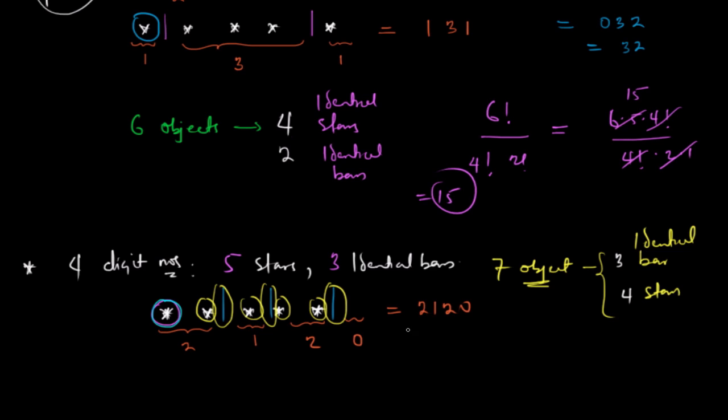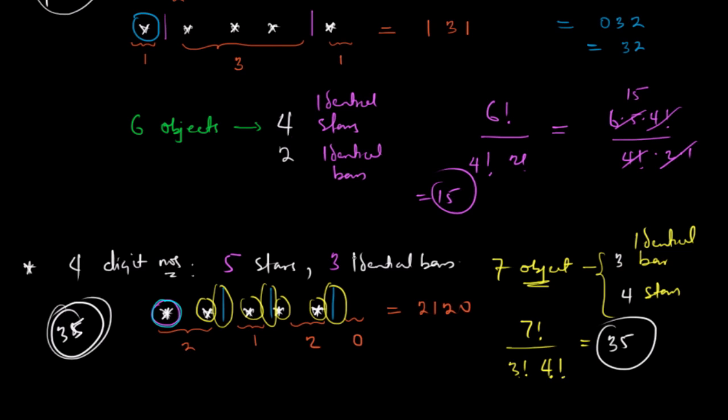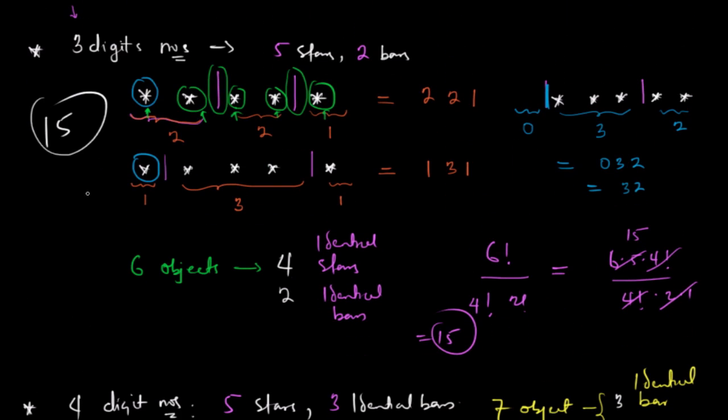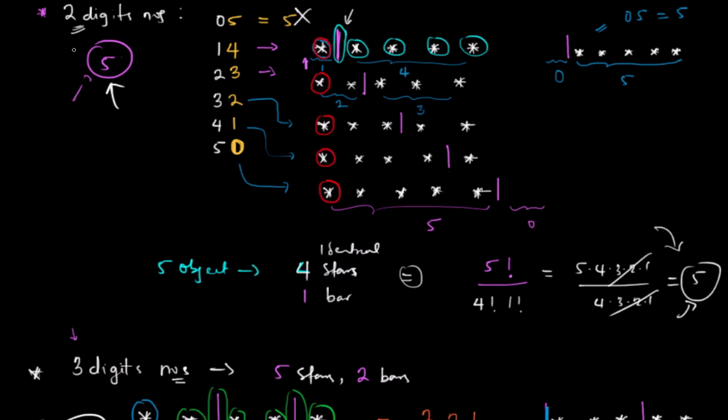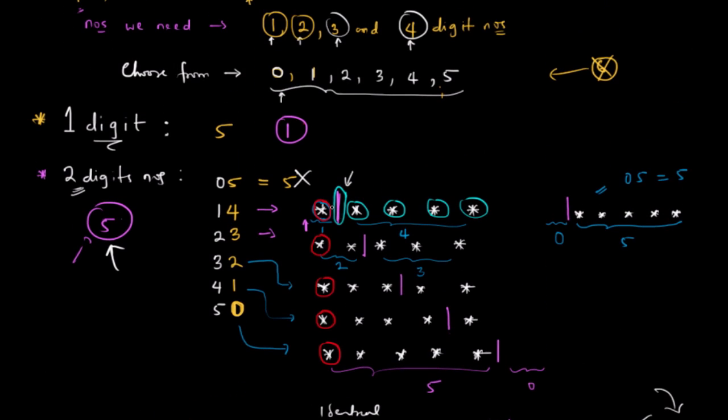Like we did here, the total number of arrangements of 7 objects, given that 3 are identical and 4 are identical, is 7 factorial divided by 3 factorial times 4 factorial, and when you compute this you obtain 35. So 35 is the total number of 4-digit numbers, 15 is the total number of 3-digit numbers that have a sum of 5, 5 is the total number of 2-digit numbers, and then 1.